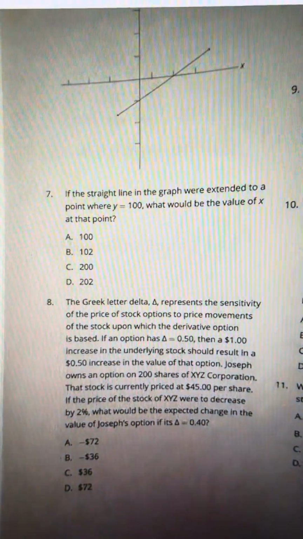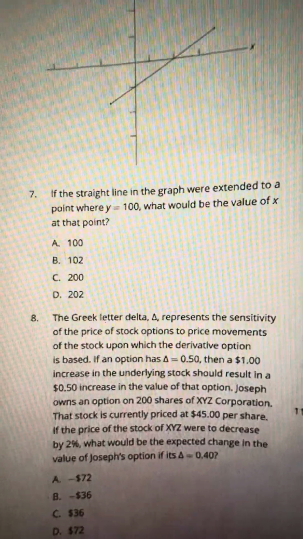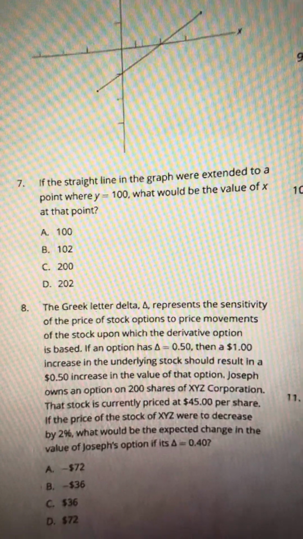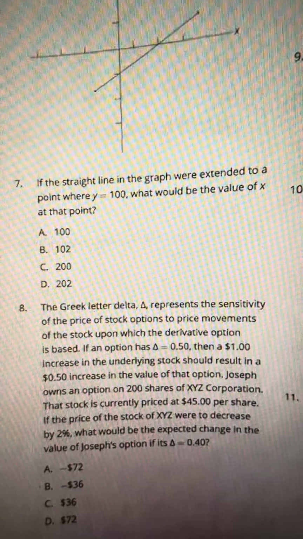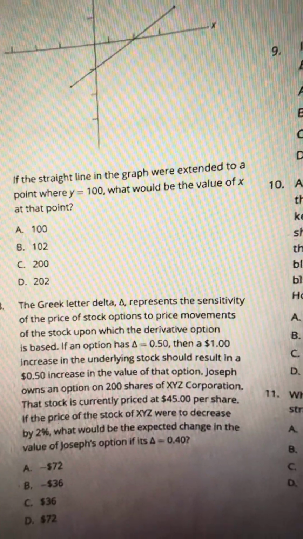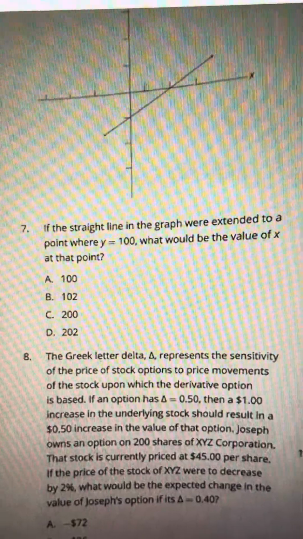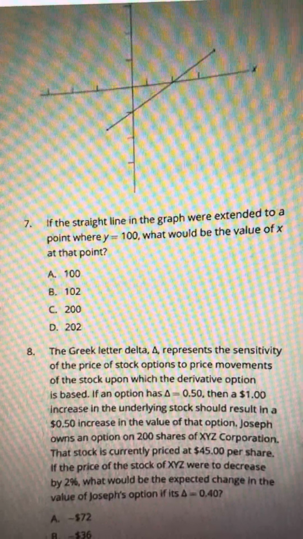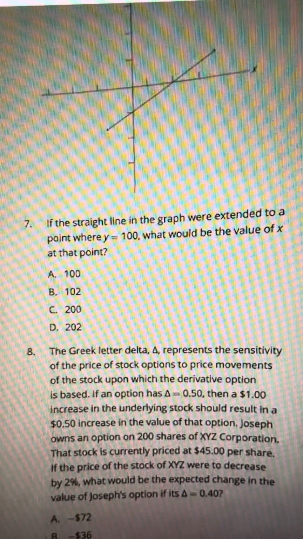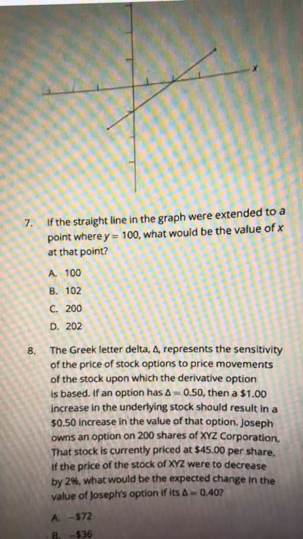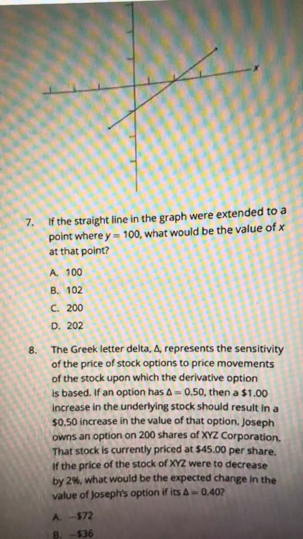Now our next question is this one right here. So as you can see, you have a graph, and you are told that if the straight line of the graph is extended to the point where y is equal to 100, what will be the value of x at that point? Okay, so this requires you to know a little bit of graphing knowledge. So if I look at that graph the way it is, it's not labeled or anything like that. So what I do need to do is just identify what is happening in that graph.